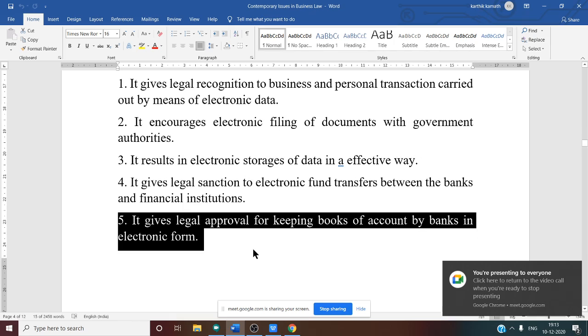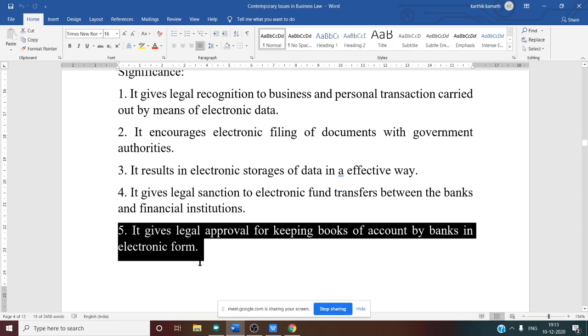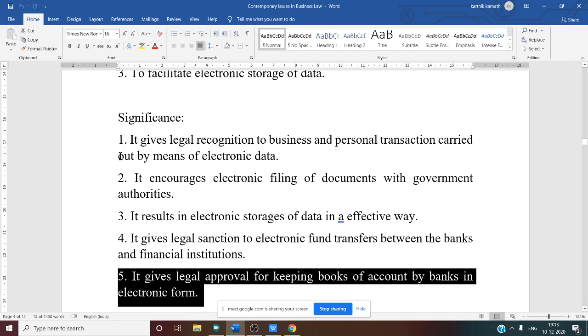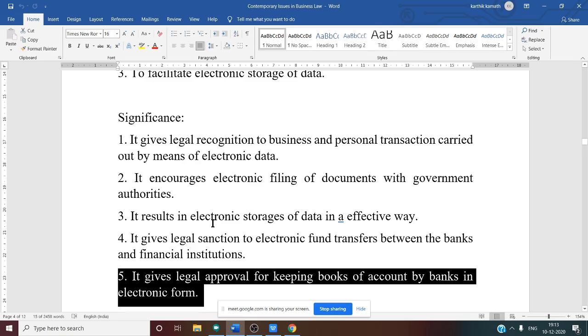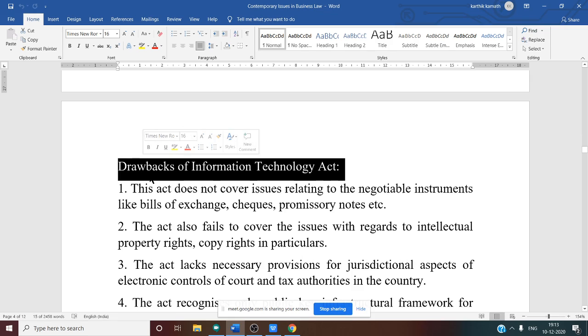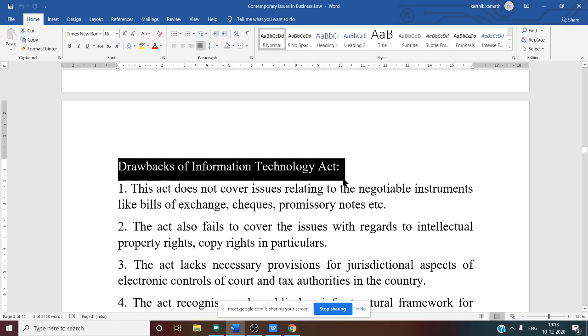Similarly, banks also keep all their documents in electronic form. That is, all these significances are involved in the IT Act 2000, Information Technology Act 2000. After seeing this, there are certain drawbacks in the Information Technology Act that we have to discuss. So what are those drawbacks?